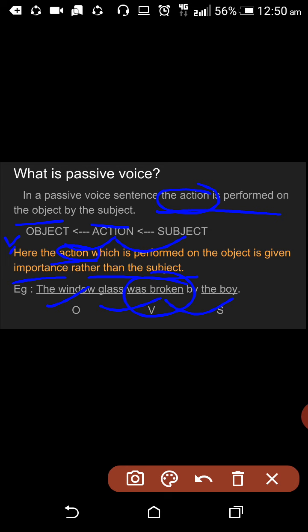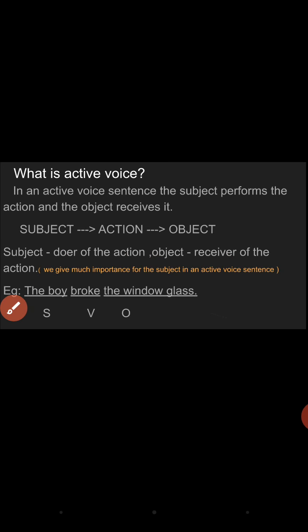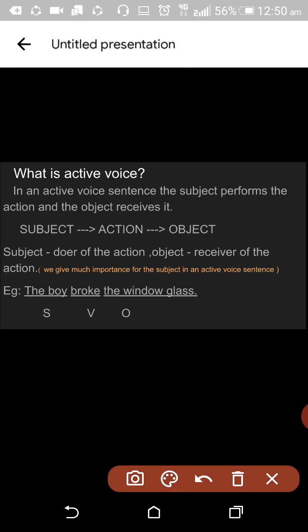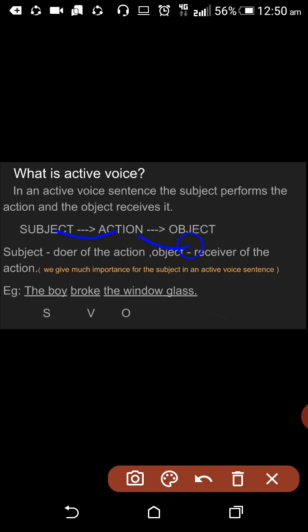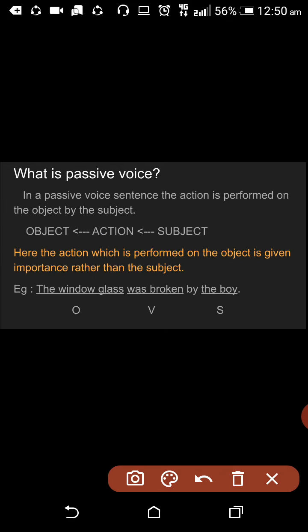That's all. Let me recall it once again. In an active voice sentence, the subject is doing the action and the object is receiving it. So we give much importance to the subject. But in a passive voice sentence, we give much importance to the action rather than the subject. This is very important.